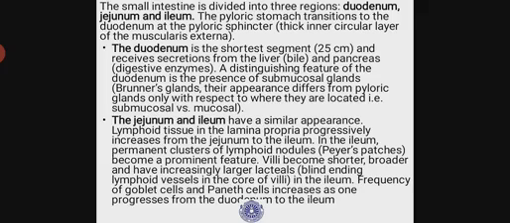So lacteals are components of the lymphatic system, blind-ending lymphoid vessels in the core of the villi in the ileum. The frequency of goblet cells and Paneth cells increases as one progresses from duodenum to ileum. So it is very less in the duodenum, slightly increasing in the case of the jejunum, and still more in the case of the ileum.